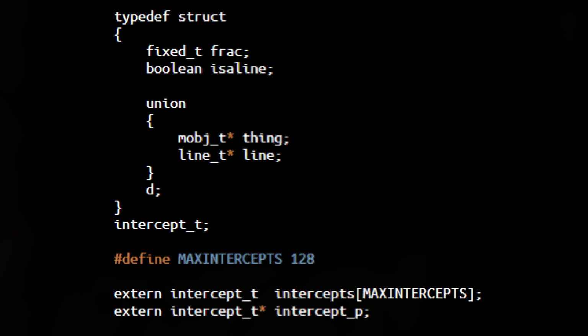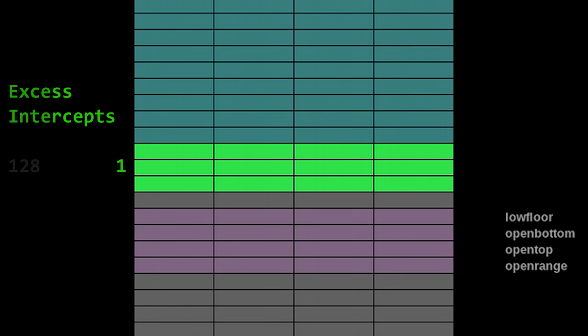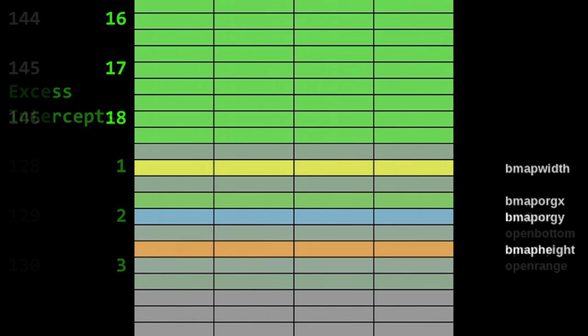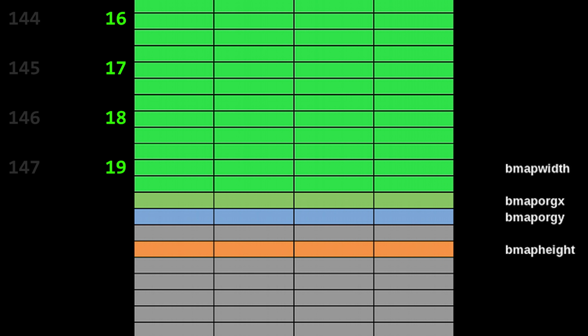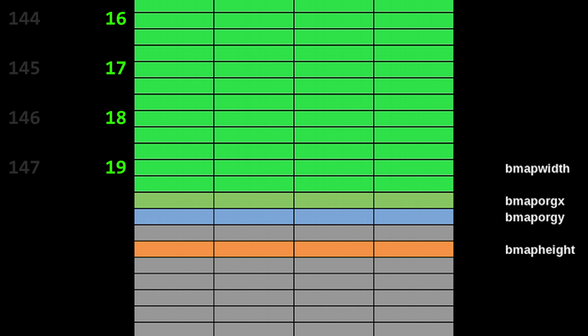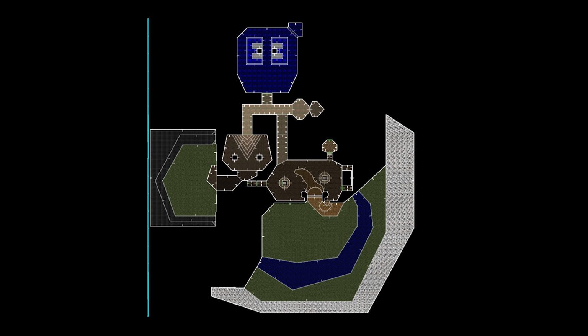We mentioned each intercept being 12 bytes in length. So to reach offset 220, we're going to need 19 excess intercepts, 147 intercepts in total. We have now corrupted the block map width, and collision is all messed up. If you have another extra intercept, 148, you'll overwrite the block map origin's coordinates as well. Overwriting the origin's coordinates will cause the block map to shift.